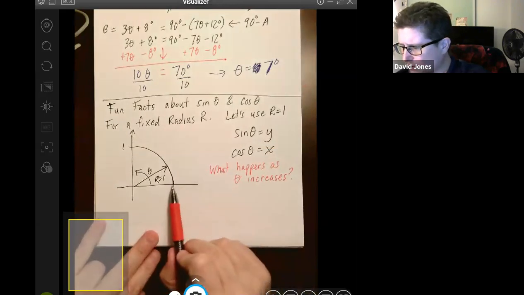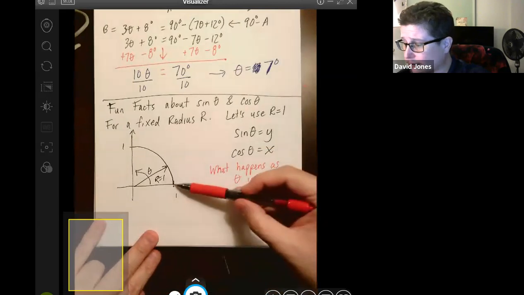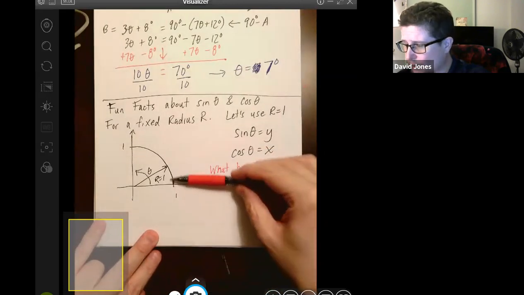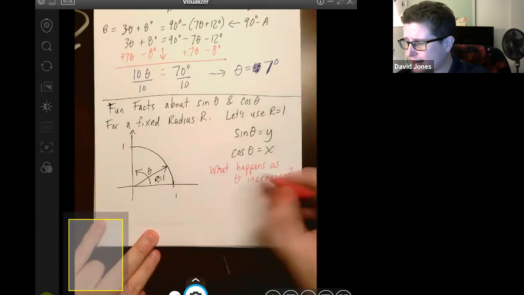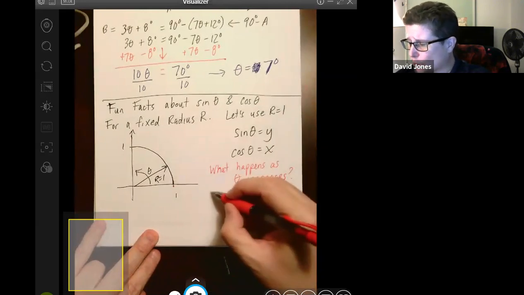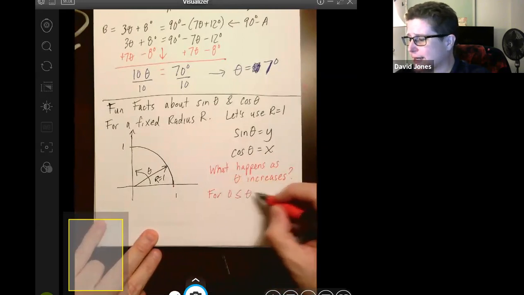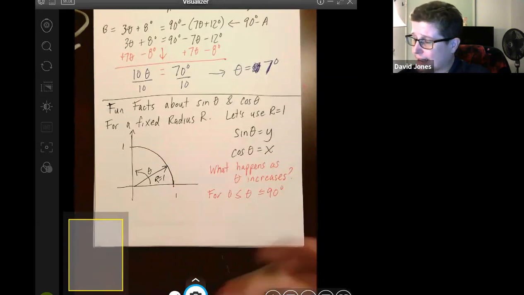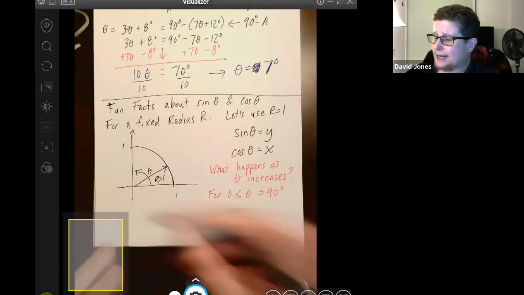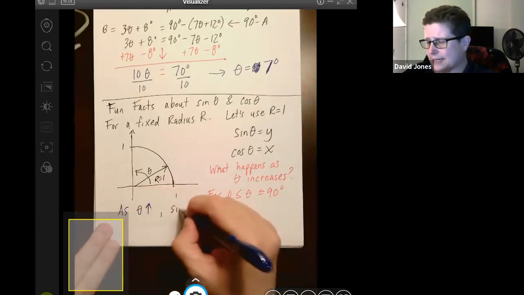Well, as theta increases, it starts here, y equals 0 right here, and it just keeps going up, up, up, and up to 1. As theta increases, for 0 less than or equal to theta, less than or equal to 90 degrees, as theta goes up, sine theta goes up.